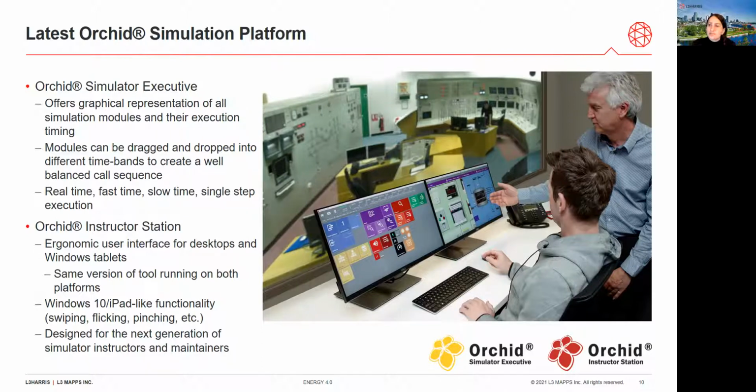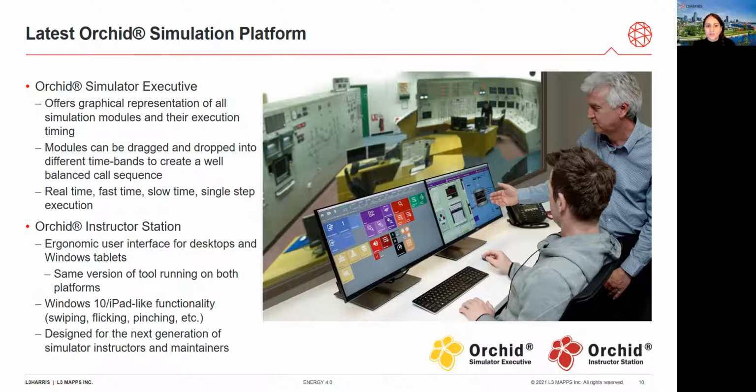I also mentioned that the platform was upgraded. So we upgraded to the latest ORCID simulation platform, which included the ORCID Simulator Executive and the ORCID Instructor Station. The Simulator Executive offers graphical representation of all of the simulation modules, and the modules can be dragged into different time bands and also allows for real-time, fast time, and slow time execution.